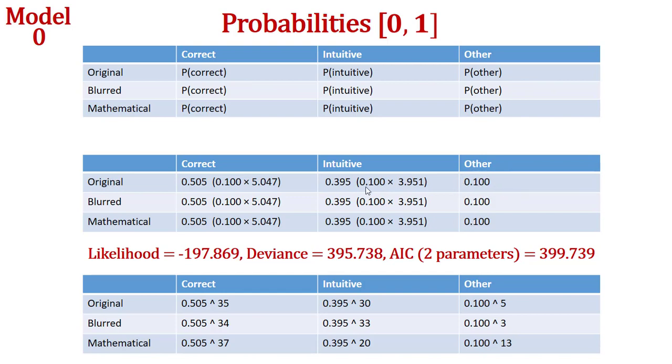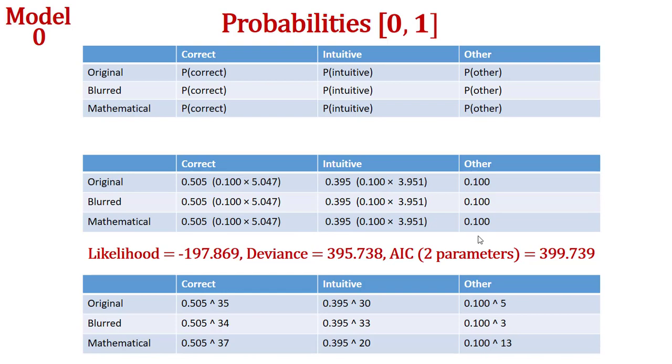Where do these probabilities come from? Well, these are the average probabilities for other over the three problems: original, blurred, and mathematical. The same for intuitive: 0.395 is the average probability of intuitive over the three problems, and 0.505 is the average probability of correct answers over the three problems. So those are those values.